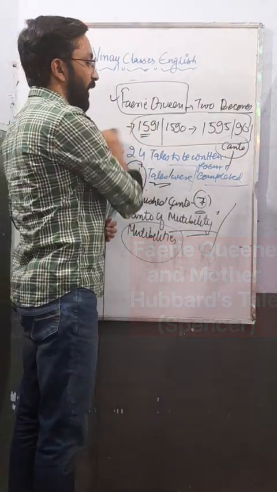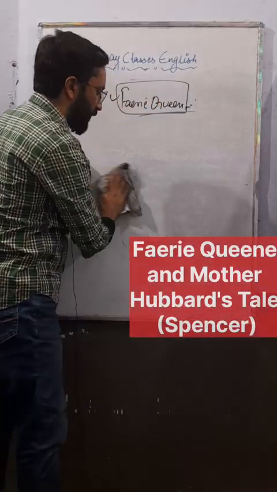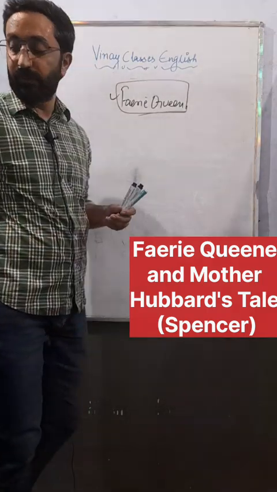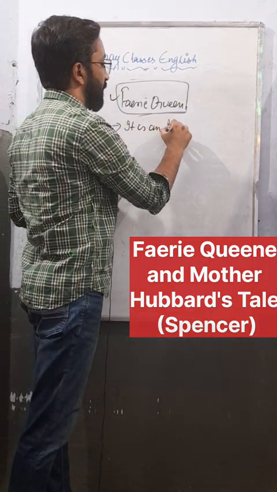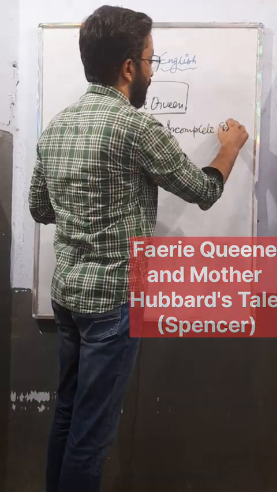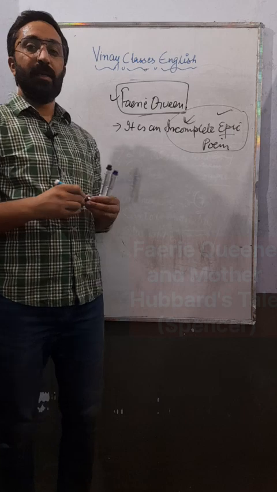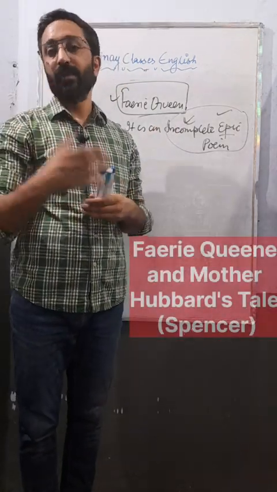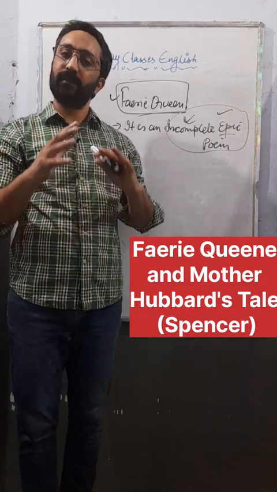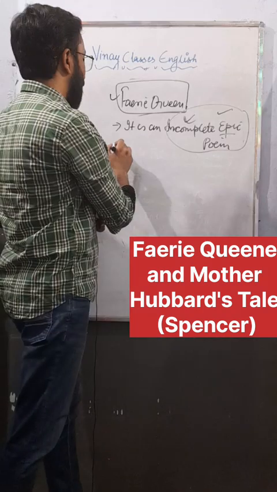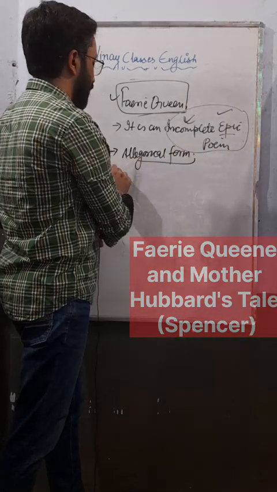So we are done with the publication date, the total number of cantos, and the finished cantos. Now there are certain subtle details associated with Fairy Queen. First, it is an incomplete epic poem, right? Incomplete and epic become very important. It's not an ordinary poem, it's an epic poem. An epic poem is a sort of poem which valorizes patriotism, bravery, nationalism, and so forth. So it is an incomplete epic poem, all right? It's allegorical in form, very, very important.